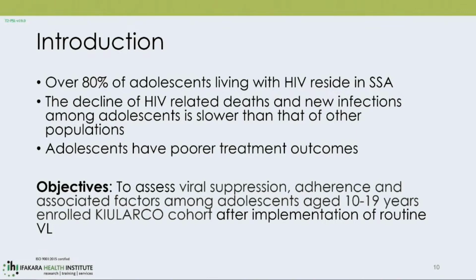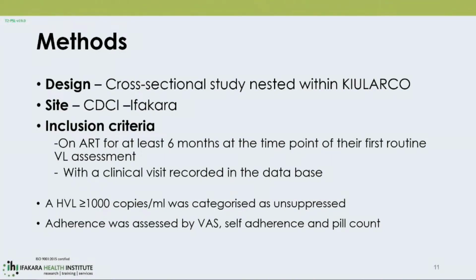So in this analysis, we looked at viral suppression, adherence, and associated factors among adolescents enrolled in the Kiulako cohort after the implementation of routine viral load testing in 2016-2017. This was of interest to us because in a lot of research settings, many things are controlled, and this in turn fosters adherence. So when we assess viral suppression among adolescents or any individuals in a very restrained research setting, it tends to overinflate the treatment outcome. So this analysis was completely of routine viral load samples.